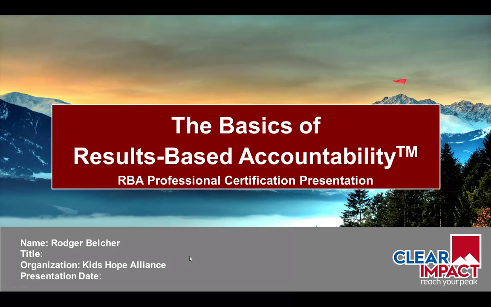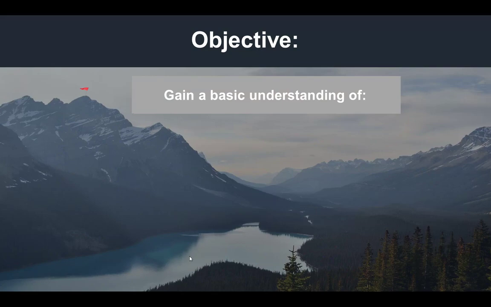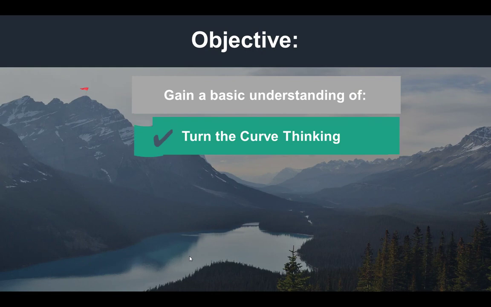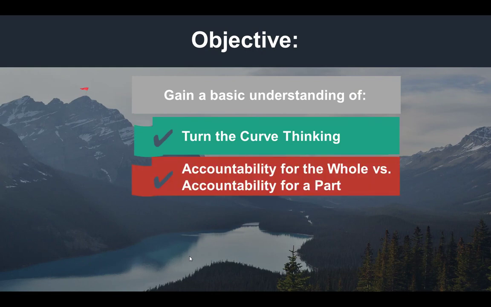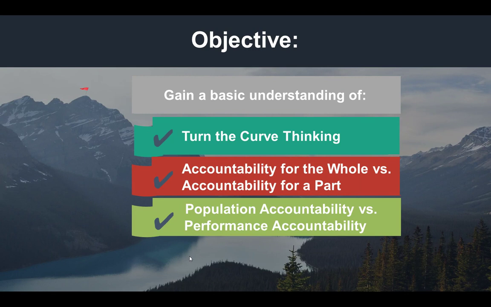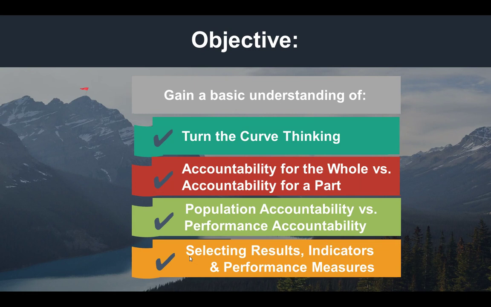This presentation covers the basics of results-based accountability. Our objective will be to understand what turn-the-curve thinking is and how we can use it. We'll understand the distinctions between the accountability for the whole versus the accountability for a part. We'll cover one of the most important concepts, which is the differences between population accountability versus performance accountability. And last but certainly not least, we'll discuss how to select results, indicators, and performance measures.